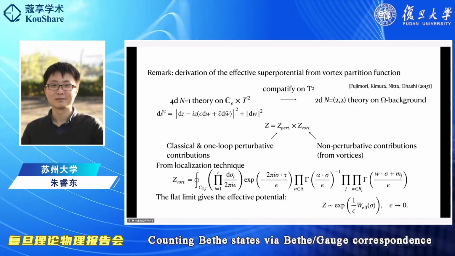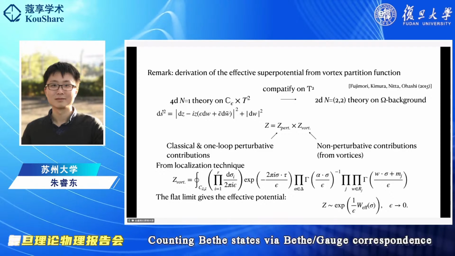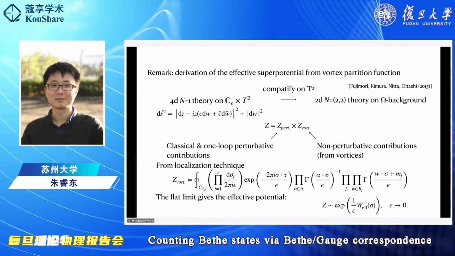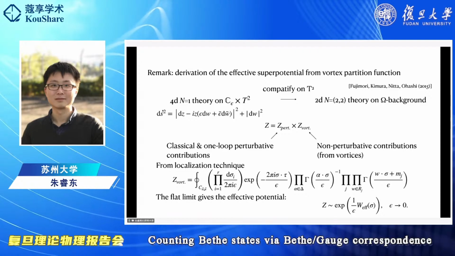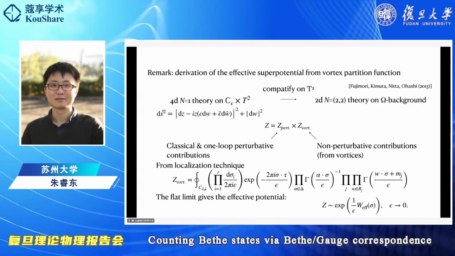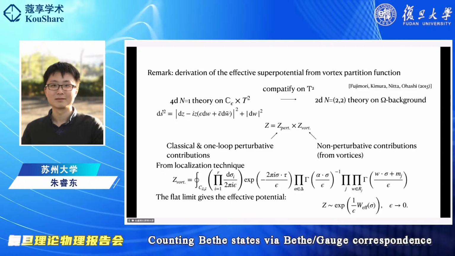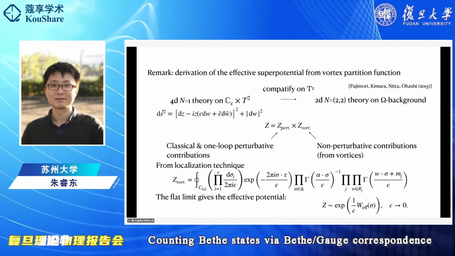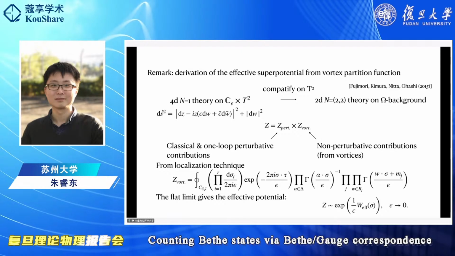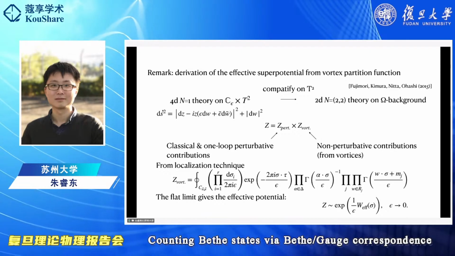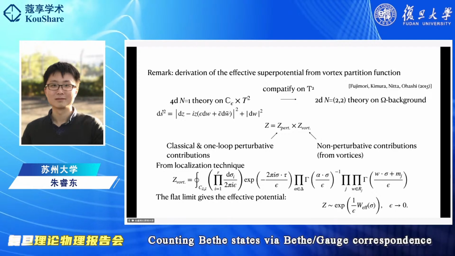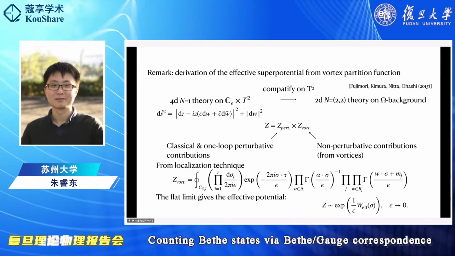Then we can see that computing the partition function of the theory will tell you that the partition function is split into two parts. One is the classical and one-loop perturbative contributions, and the other is the non-perturbative contributions from vortices.